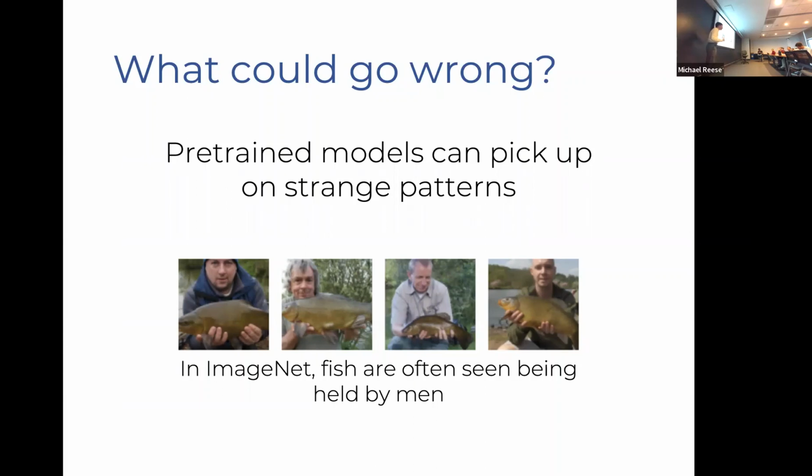Just to give you one example of how this can happen, if you pre-train a model on ImageNet, it turns out that fish are often seen being held by men. There are images in ImageNet that are classified as fish, but in a lot of these examples, there's actually a person behind the fish holding it, right? So when you pre-train a model on ImageNet, that model might actually learn to associate pictures of men with the class fish. There are these strange patterns that could happen in your pre-training data that your pre-trained model then picks up on.